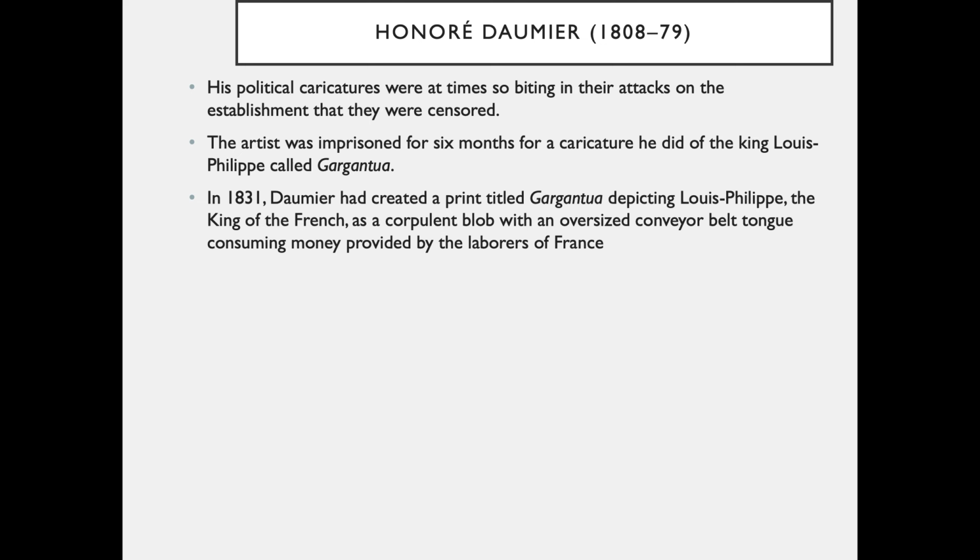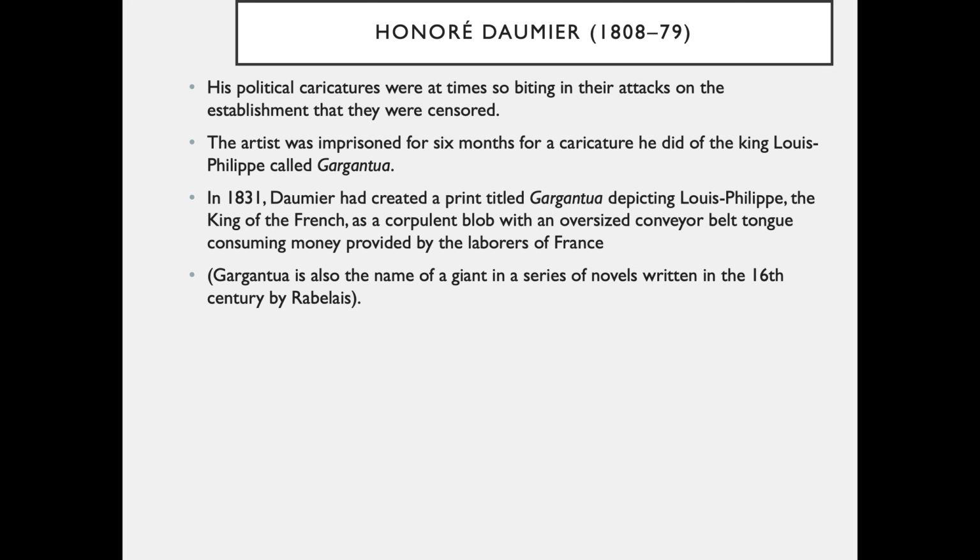In 1831, Daumier created a print, a small print that you could buy, titled Gargantua, depicting Louis Philippe, the King of the French, as a corpulent blob. He's actually sitting on a toilet, so it's very satirical, very biting, with an oversized conveyor belt tongue, consuming money provided by the laborers of France. Gargantua was also the name of a giant in a series of novels written in the 16th century by Rabelais, and people would have known about these novels.